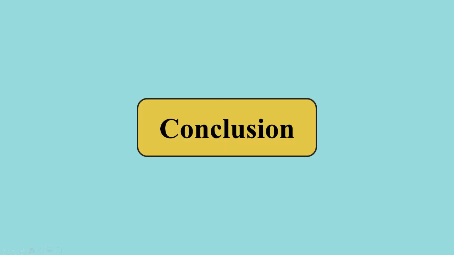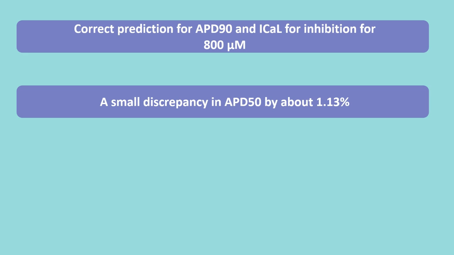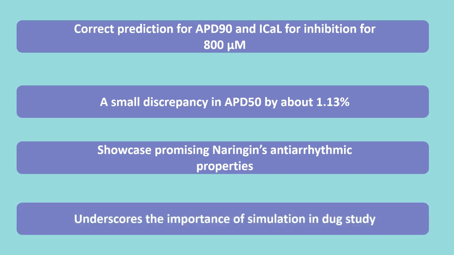Conclusion. In conclusion, the software shows the potential for predicting the action of antiarrhythmics, but the lack of precision in some cases might depict an opportunity for improvement in the software or in the parameters used. Apart from that, it highlights the antiarrhythmic properties of naringin and the importance of simulation for research.